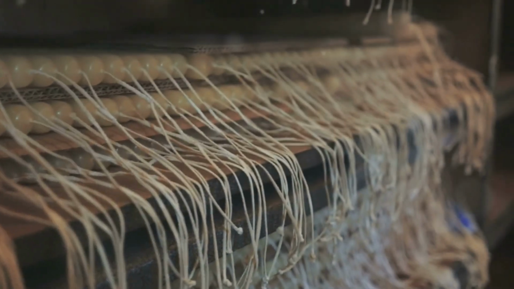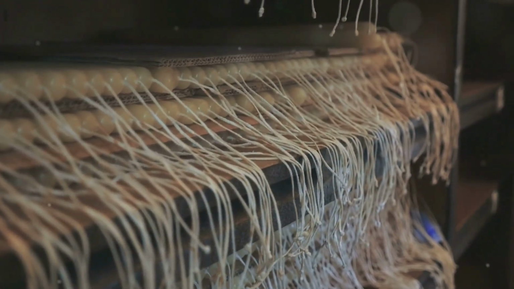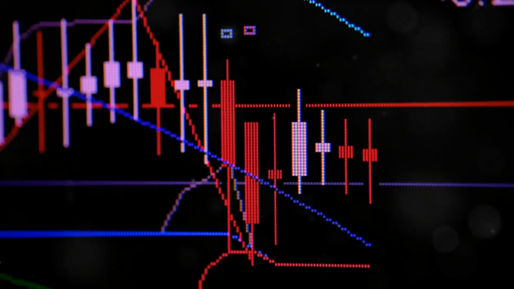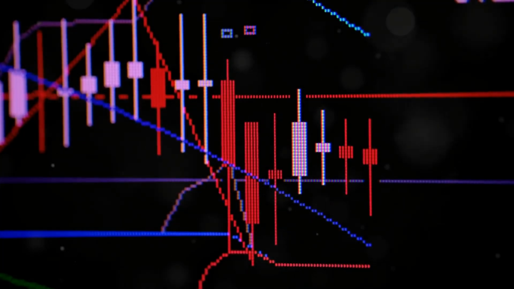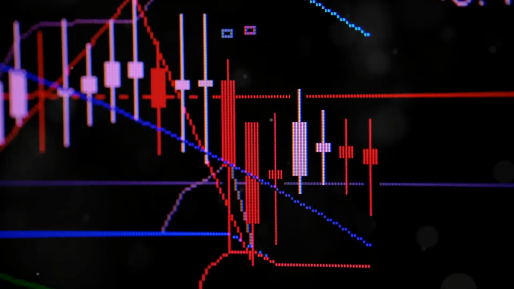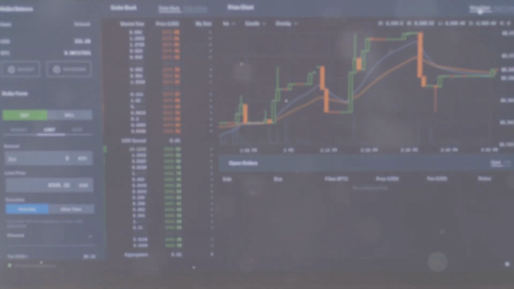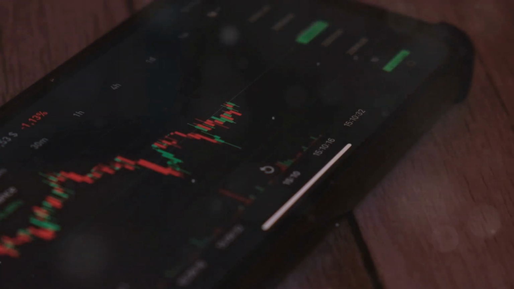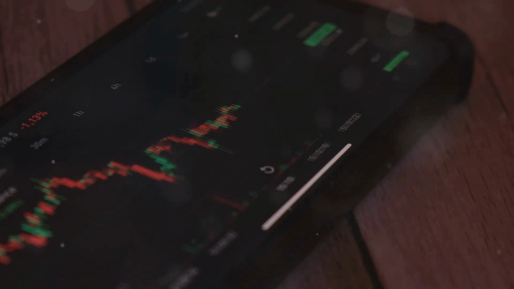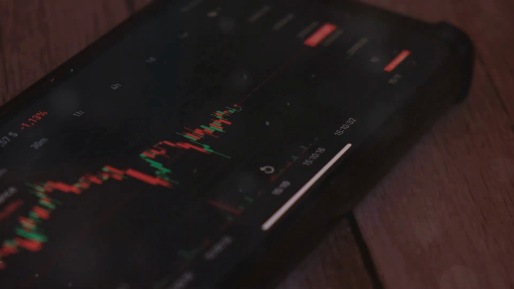Then there are the wicks, the thin lines extending from the body. These are also known as shadows. These show you the highest and lowest prices reached during that time. The upper wick represents the highest price, while the lower wick shows the lowest price. By looking at the relationship between these parts, you begin to understand the sentiment of the market. The length and position of the wicks and body can indicate market volatility and potential reversals. Mastering this will give you a deeper insight into market psychology and help you make more informed trading decisions.